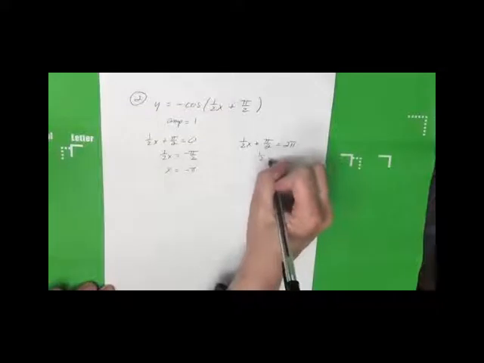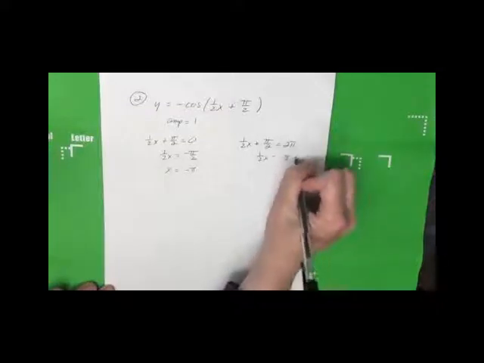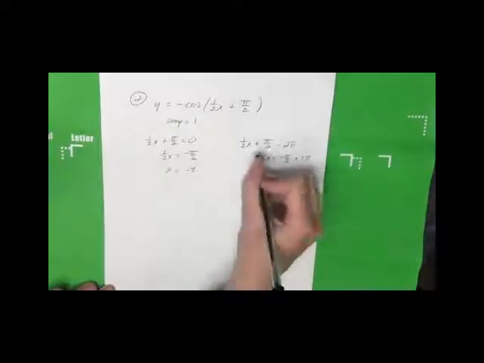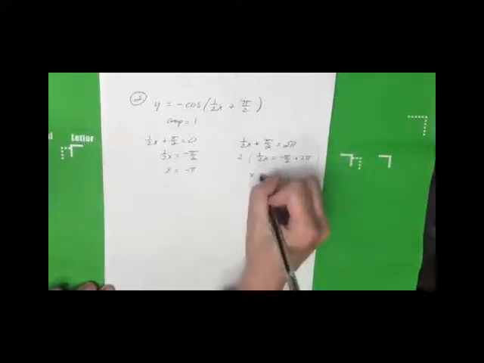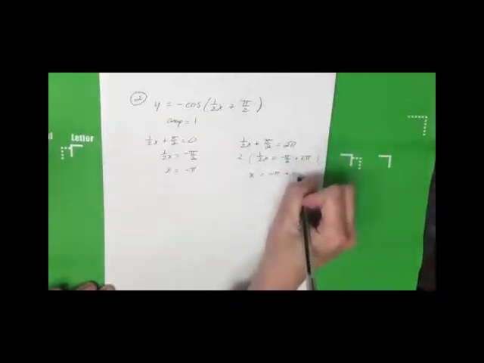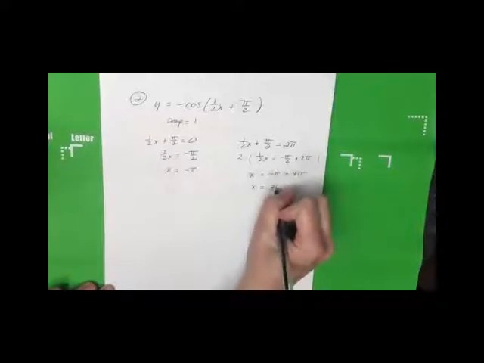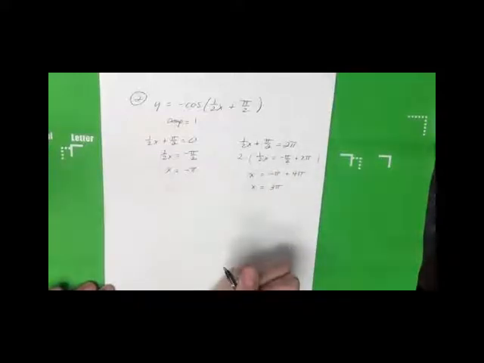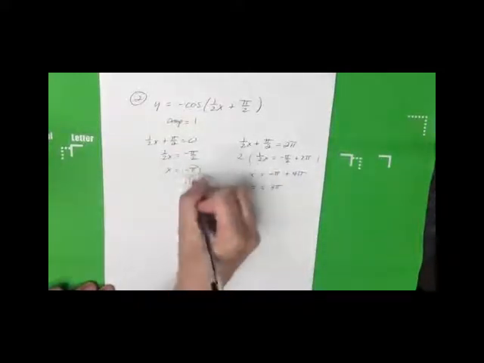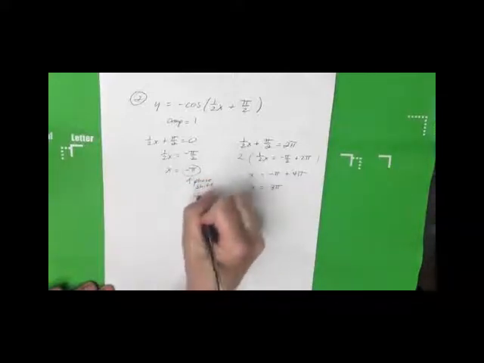Here I have 1/2 x equals minus pi over 2 plus 2 pi. Multiplying through by 2, I get x equals minus pi plus 4 pi. Adding those together, I get x is 3 pi. All right, so remember that this is the phase shift. Also, that's where you'll begin.